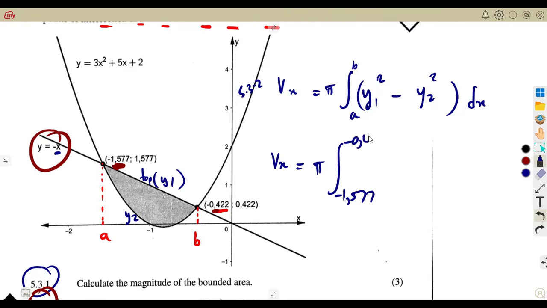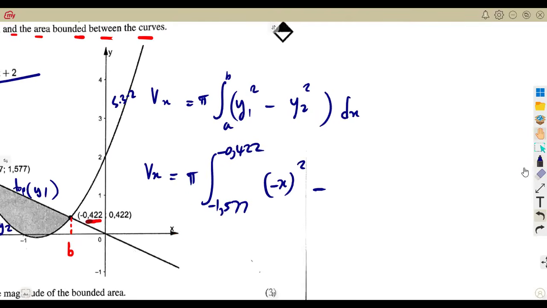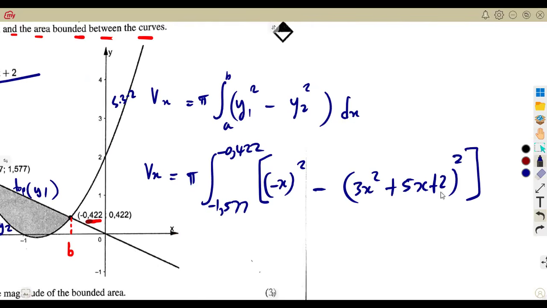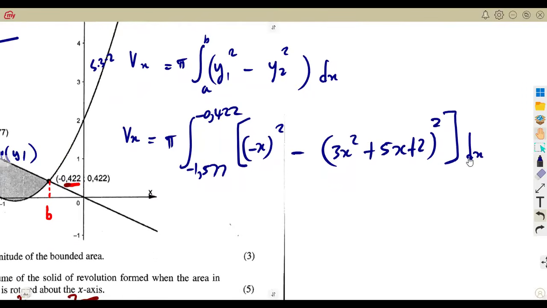Minus 1.577, minus 4.22. So y1 squared, you have to square that: minus x, squared. Minus y2, this part as it is, 3x squared plus 5x plus 2, you square it like that. So that is what you're going to have, whatever you simplify from here, integrated with respect to x.